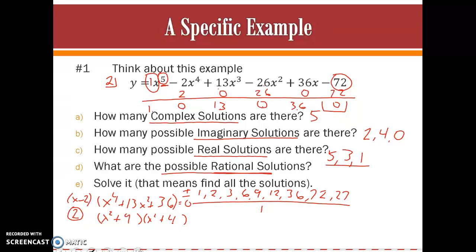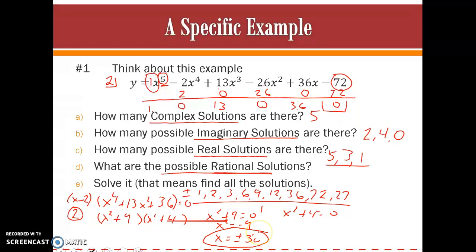And so that means two of my solutions are going to be when x squared plus 9 equals 0. The other two are going to be when x squared plus 4 is equal to 0. If I subtract 9 from both sides here, I'll have x squared equals -9. Take the square root of both sides, and x is plus or minus 3i. There's 2 solutions. Then if I do the same thing here, I'll have x squared equals -4. Take the square root of both sides, and x is going to equal plus or minus 2i. And so in this particular case, I did have 1 real solution. I had 4 imaginary solutions, 5 altogether, and my solutions are 2, plus or minus 3i, and plus or minus 2i.